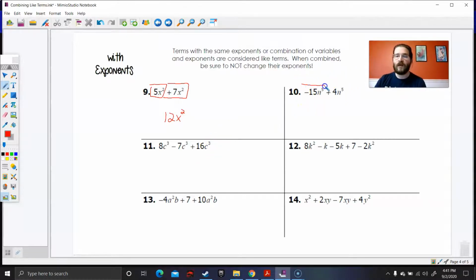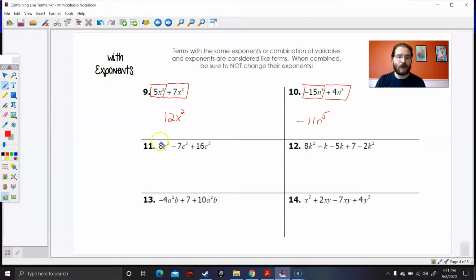All right, so you have negative 15, positive 4 for this one. So we get negative 15 plus 4, we get negative 11. And then we just carry that n to the 5th power down. All right, think of this as just like its own variable type thing.